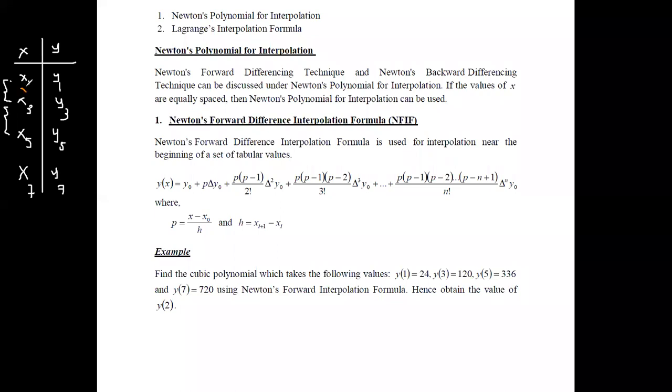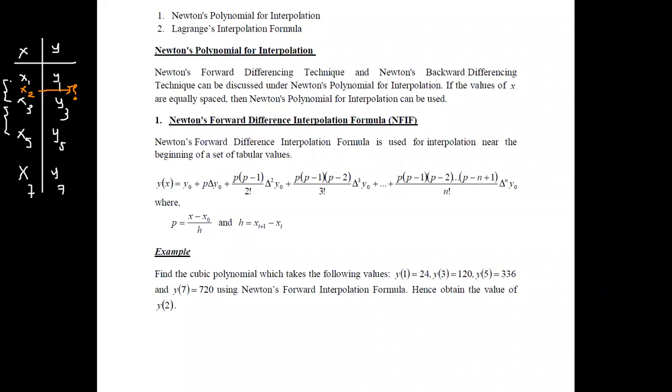Think about if you need to get the value for x2. What is the associated value for x2? In this situation, this value is at the very beginning of this data set. Therefore, in a situation like this, you can apply Newton's forward interpolation formula, abbreviated as NFIF, which stands for Newton's forward interpolation formula.